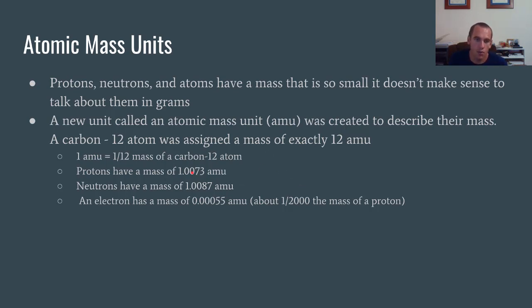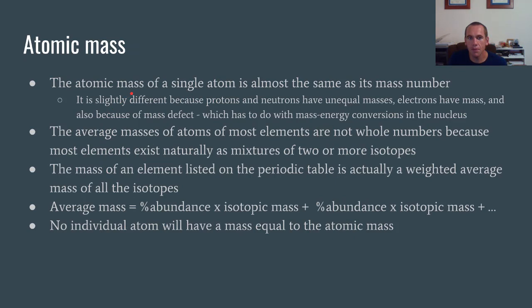Now you'll notice protons are slightly smaller, less massive than neutrons. And electrons are way, way, way less massive. Electrons have about 1/2000th the mass of a proton. This will be important in a minute. So the atomic mass of a single atom is almost the same as its mass number.